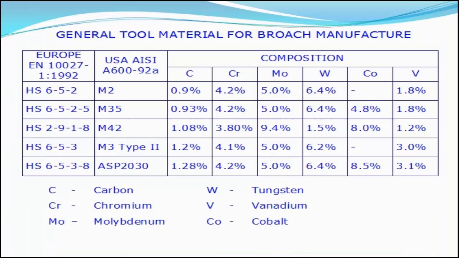The general tool materials for broach manufacture. The chart shows the different metals and materials which are used by our company in producing a broach tool. The common ones include M2, M35 and M42 types of metals, which comprise carbon, tungsten, chromium, vanadium, molybdenum and cobalt in specific percentages to make the metal stronger and give it high tensile strength.